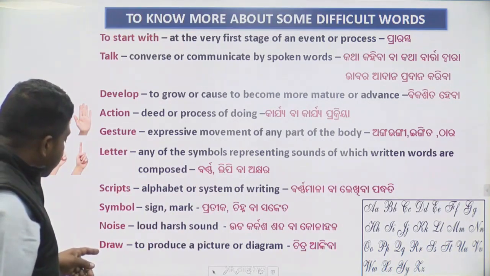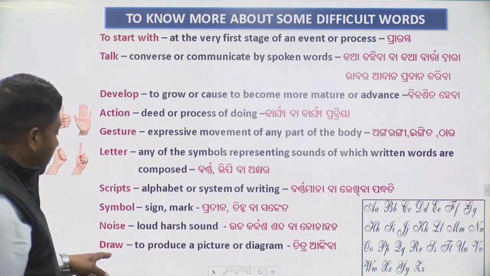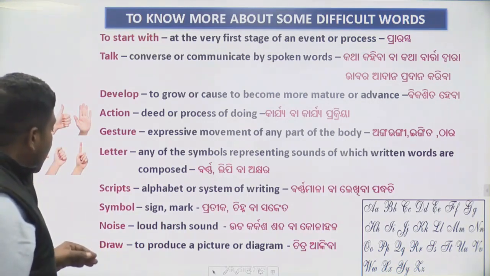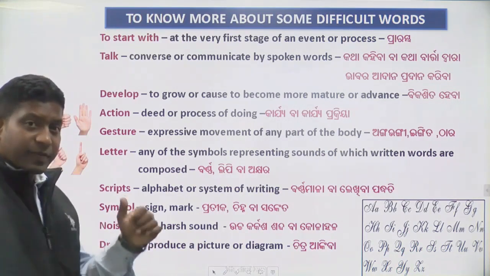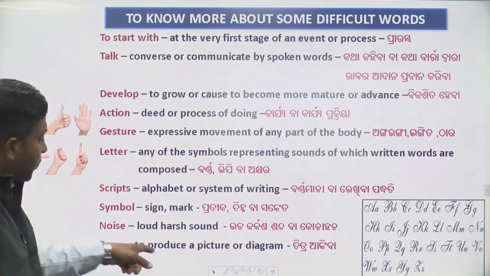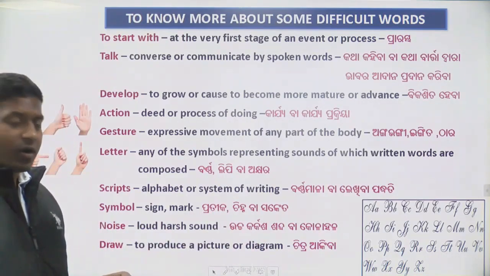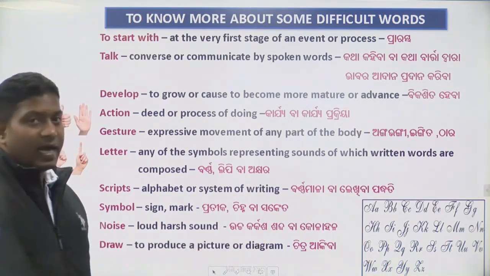Okay, now let's look at the next word, draw. When you draw a ball, you draw a picture. What does it mean? Draw means to produce a picture or diagram. In Odia we call it Chitra Ankiba.